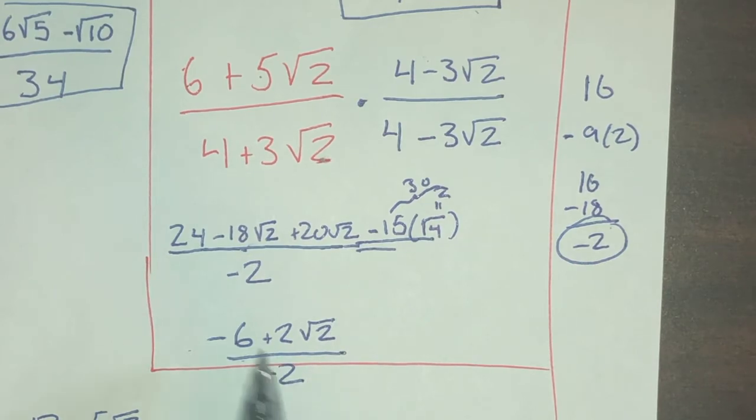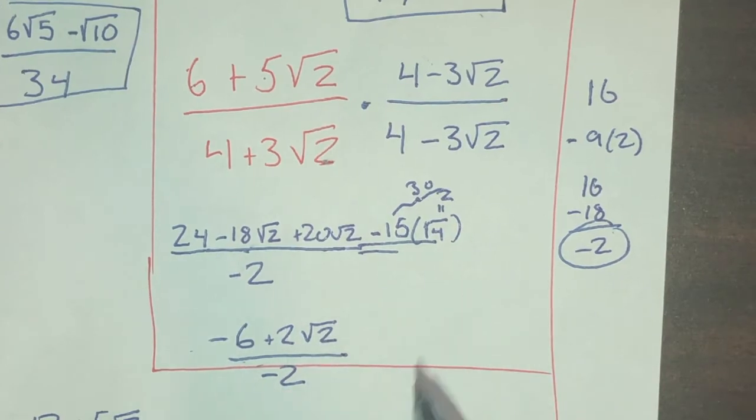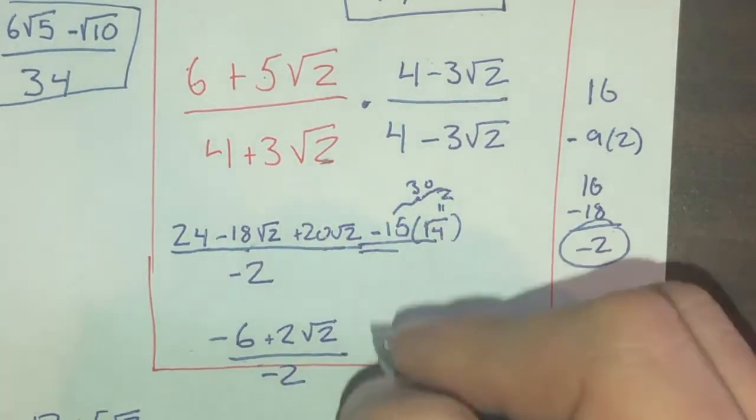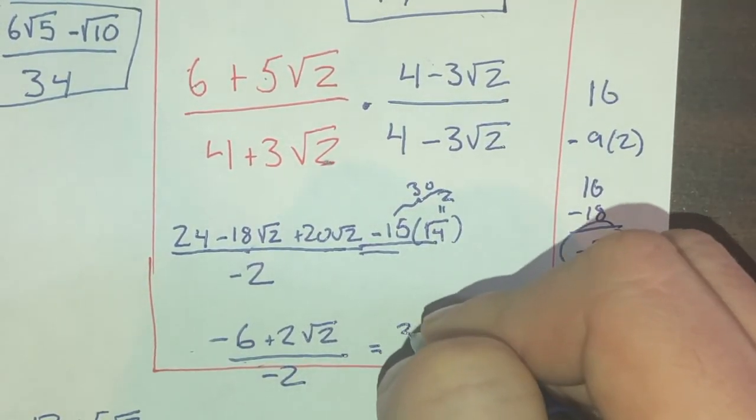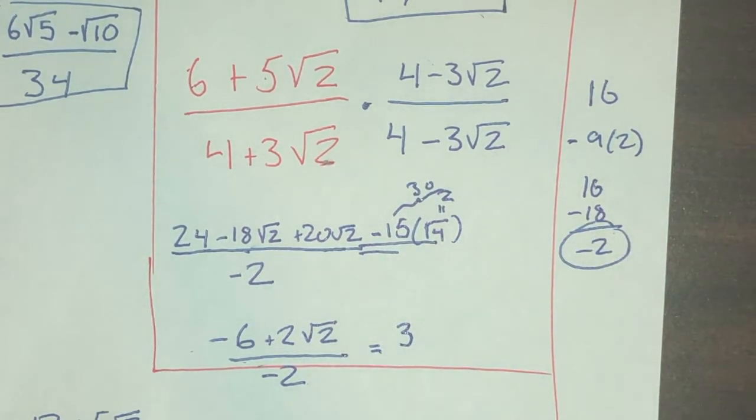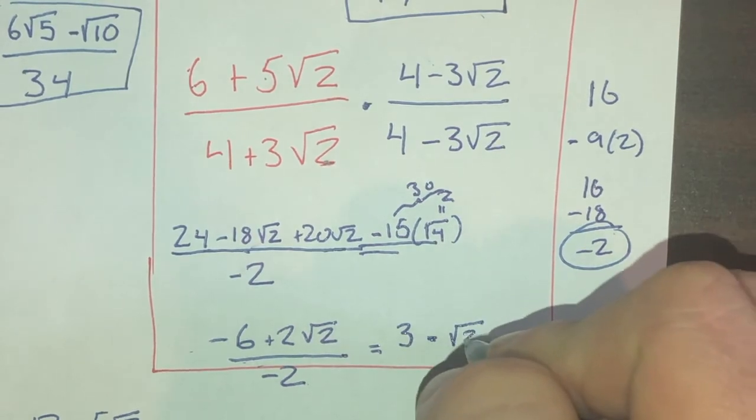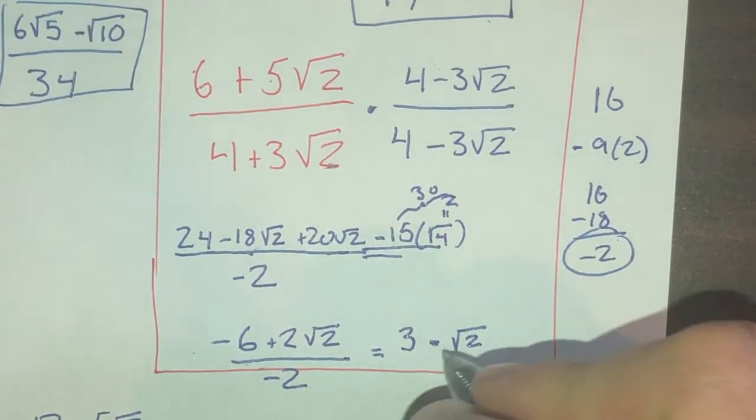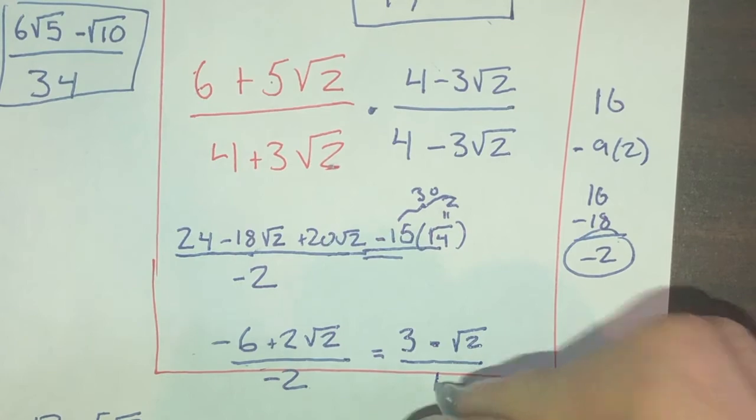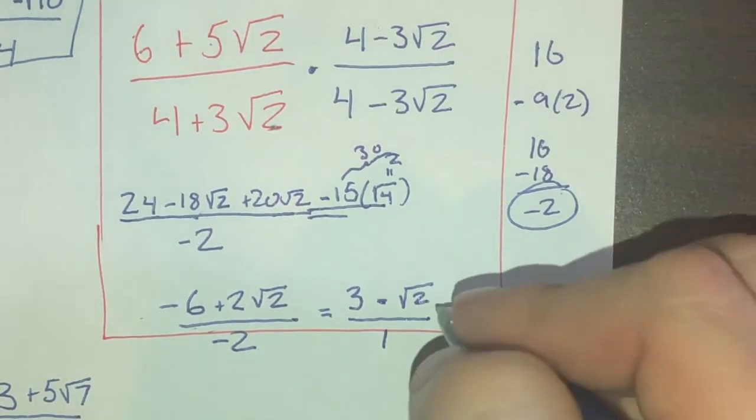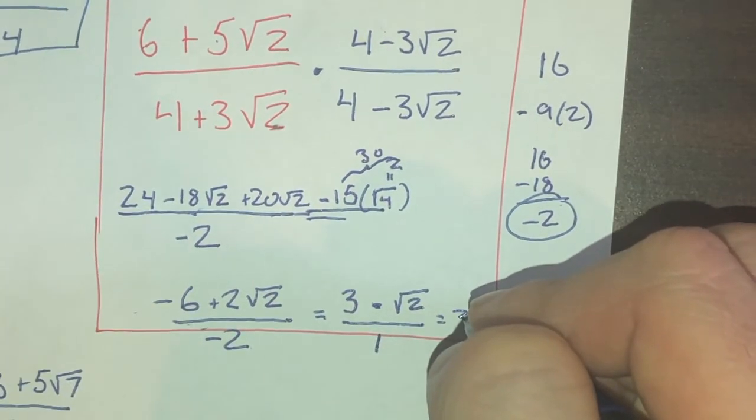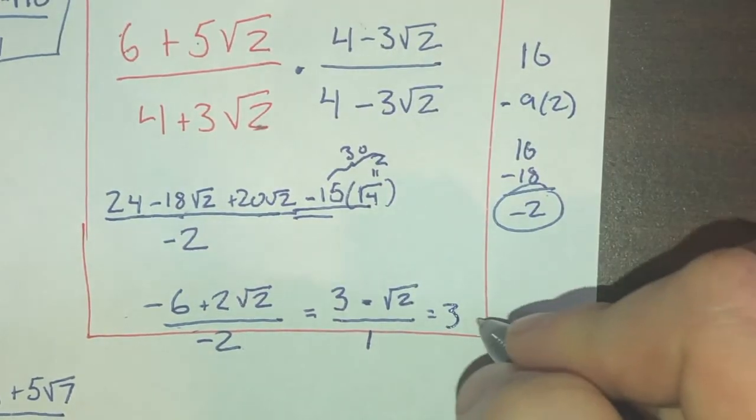Yes. They all are divisible by 2. I'm going to divide everything by a negative 2. So if I divide this negative 6 by negative 2, I get 3. If I divide this by negative 2, I get negative 1, so it becomes a minus root 2. And then the bottom, I divide negative 2 by negative 2, I get 1. So it's just 3, because of what we know about fractions, 3 minus root 2.